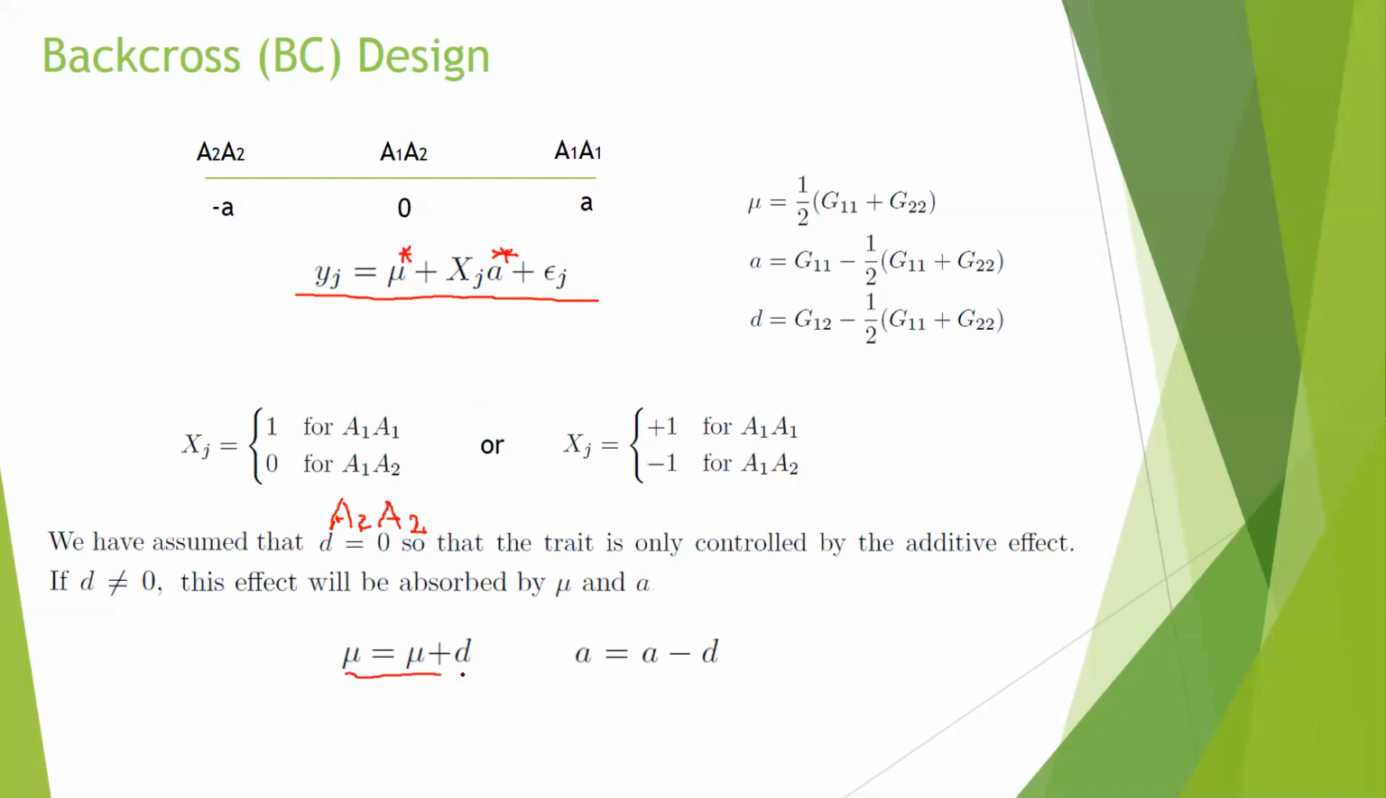Why? Because here, all right? This is the mu star you can estimate from the model, and this is the A star calculated from the model. And mu star is actually equal to the real mu plus the dominance effect. And the A star you estimated from data is actually equal to the real additive effect minus the dominant effect. That means because of the missing data, D cannot be estimated. So what happens is that the D value will be absorbed into mu star or into A star.